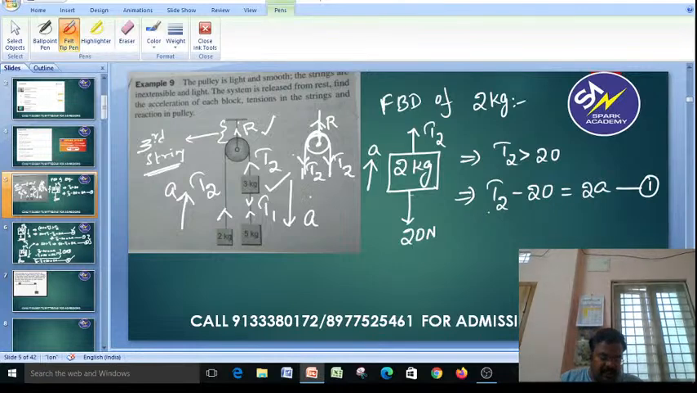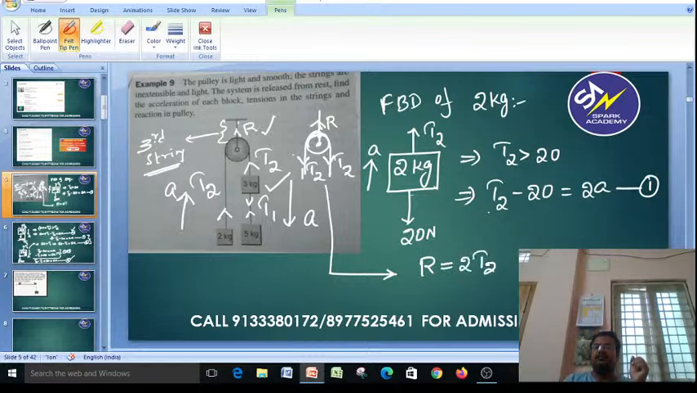So what about the content? Yes, Vivek. Very good. Observe by using this figure. So reaction R is equal to 2 T2, 2 into tension T2, because both tensions are acting in the downward direction on different sides, and the reaction is created in the third string, the string that was connected to the pulley. So reaction in the string R is equal to 2 into T2.